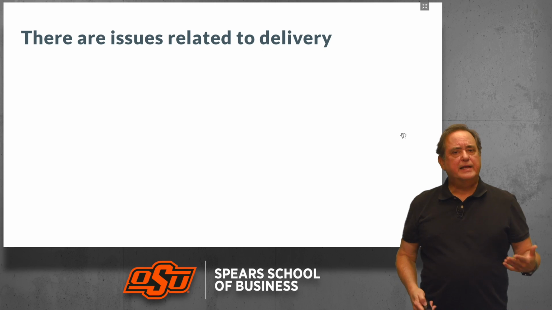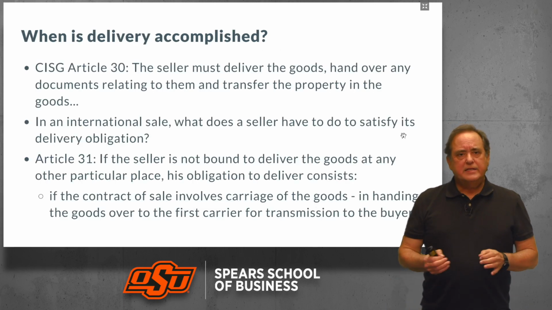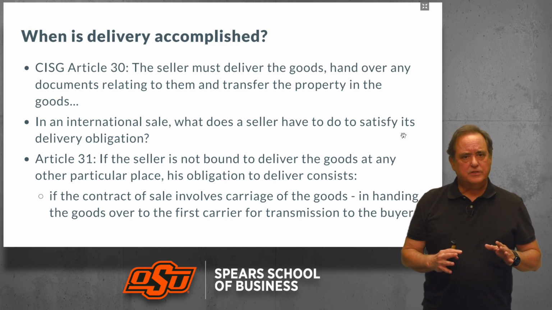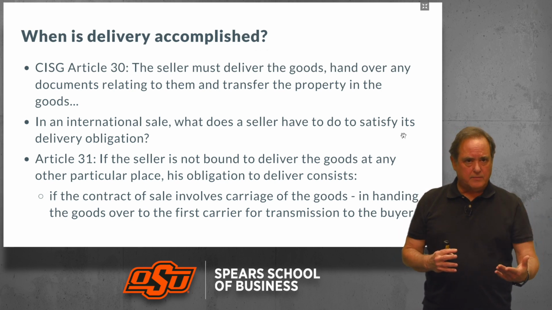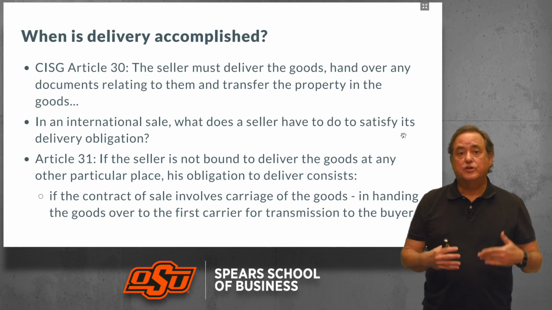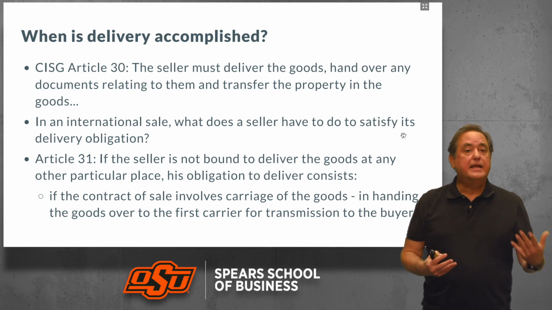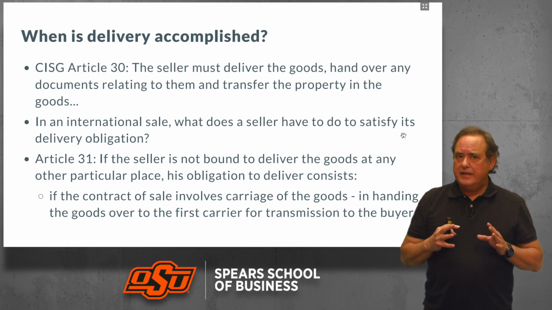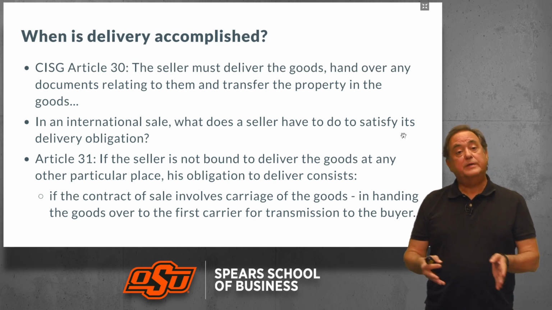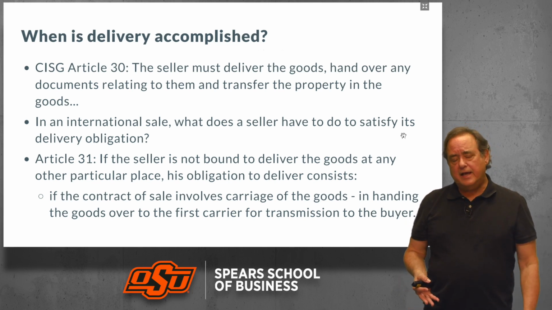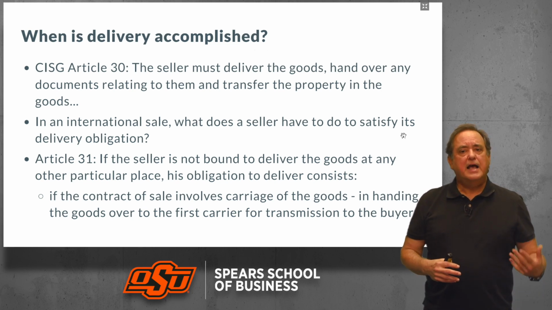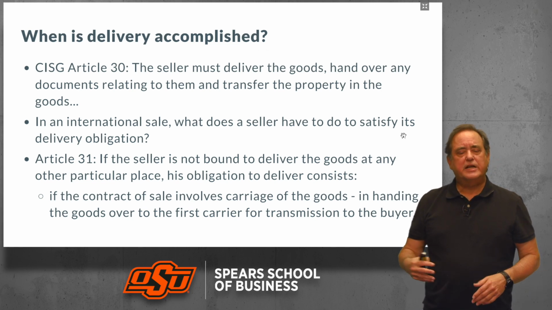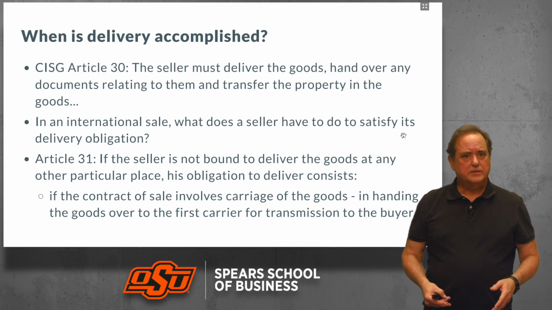There are a lot of issues related to delivery, of course. When is delivery accomplished? Again, the parties can always decide for themselves, as we talked about in the section on standard contract terms, Incoterms. The parties can always decide for themselves. But if they do not have it set out in the contract, we turn to the contracting system. CISG Article 30 says the seller has to deliver the goods, hand over any documents that relate to them, and transfer the property in the goods.